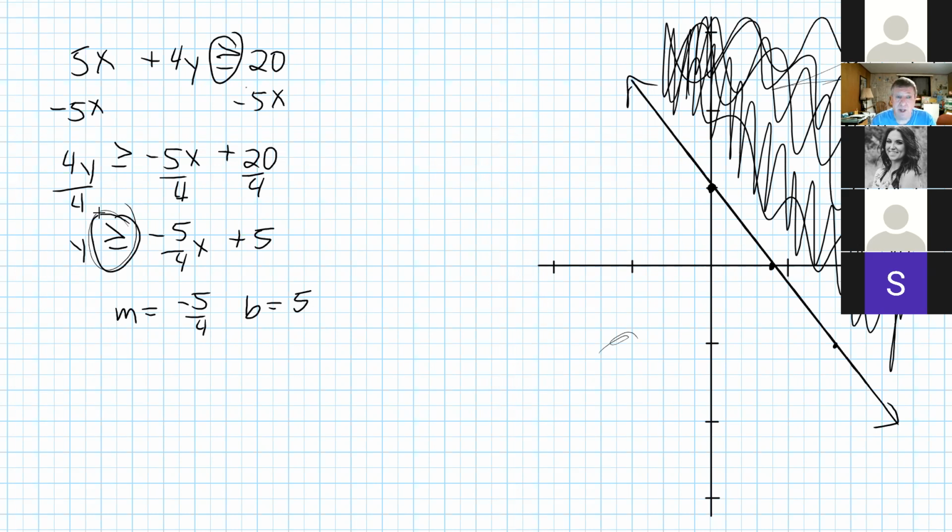All right, would you like me to go back and do this same problem using the finding the points method? Anybody? No, that'd be fine. All right, and I'll go on to another example.